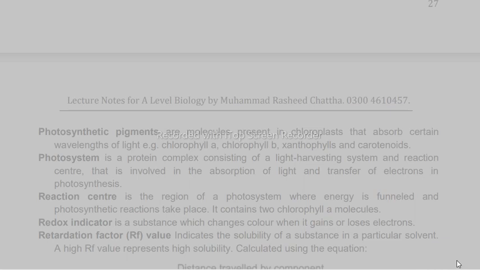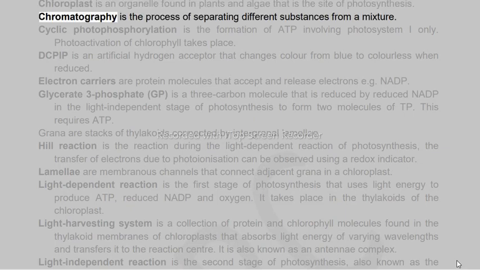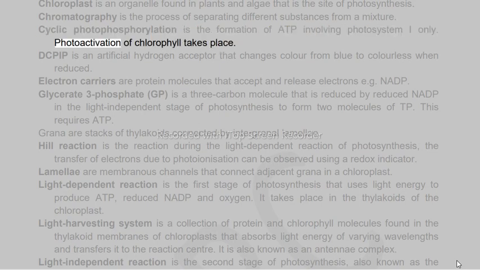Chloroplast is an organelle found in plants and algae that is the site of photosynthesis. Chromatography is the process of separating different substances from a mixture. Cyclic photophosphorylation is the formation of ATP involved in photosynthesis only. Photoactivation of chlorophyll takes place.